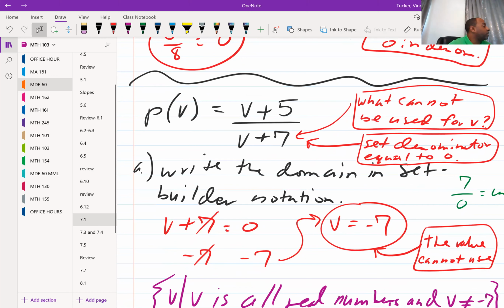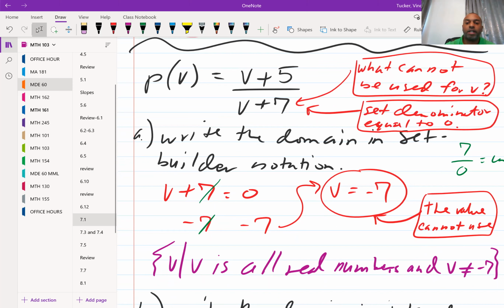So V plus 7 is equal to 0. Subtract 7 from both sides, and we have V equal to -7. That is the value that cannot be used, because when V is -7, if you were to plug it back in here, you put a -7 in your denominator, -7 plus 7 gives you 0 in your denominator. We cannot use that value.